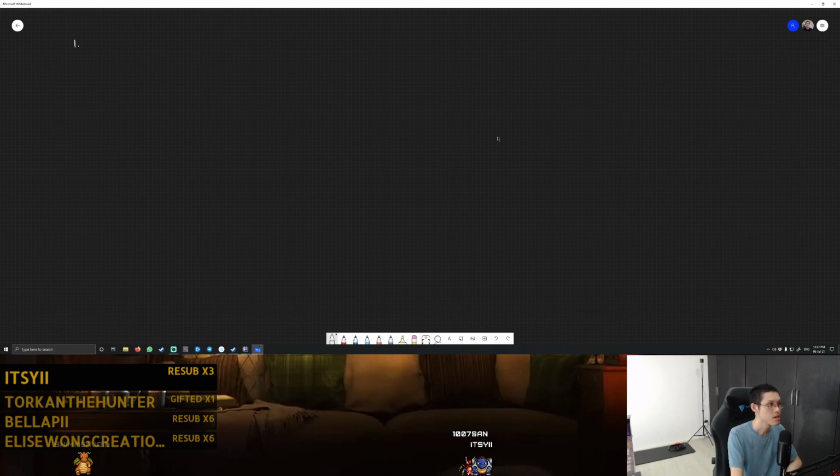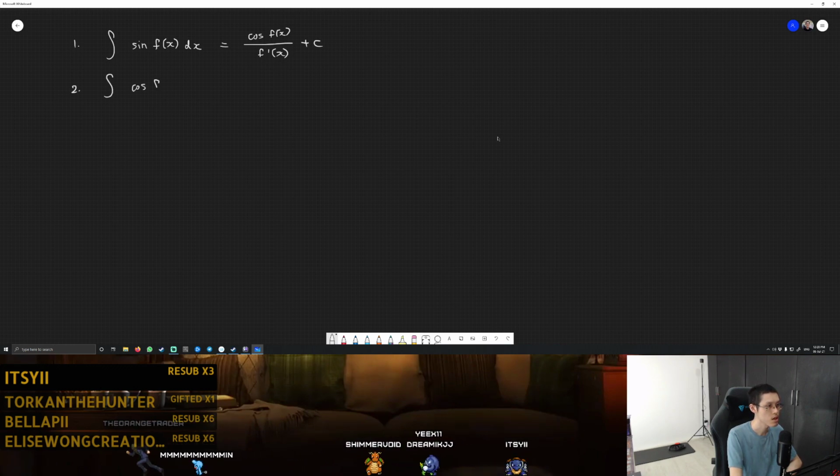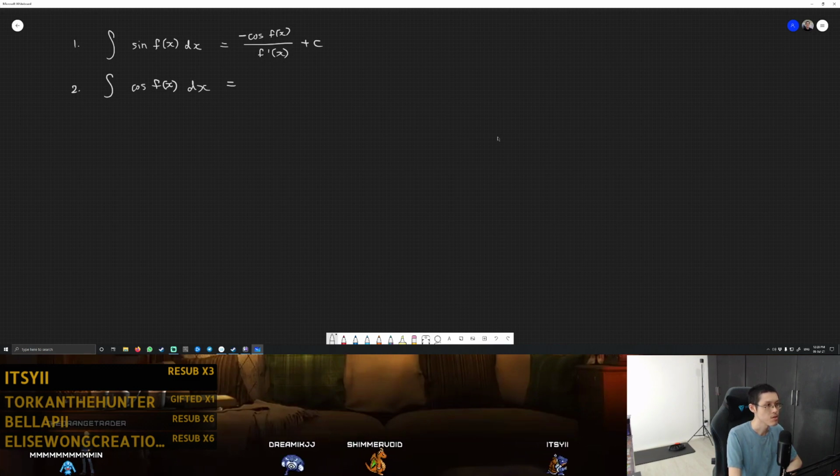For this part of the chapter, you need to know that whenever you integrate sine of some function of x, you would get negative cos f(x) divided by f prime x plus c. And the other one is if you integrate cos f(x), you would get sine f(x) over f prime x plus c.